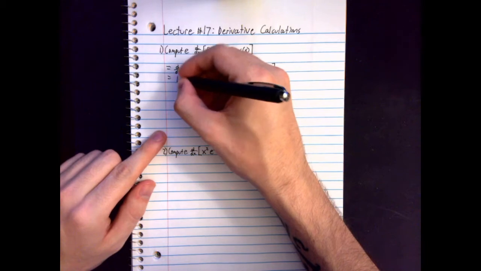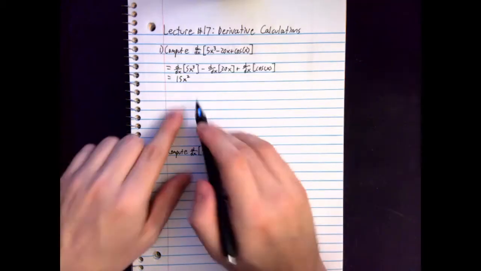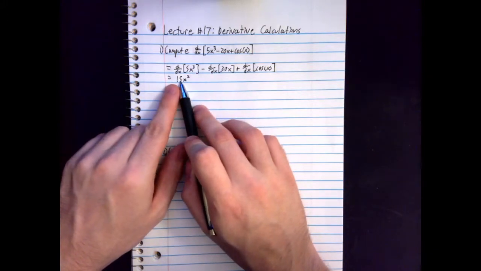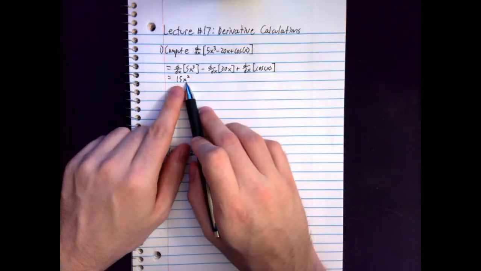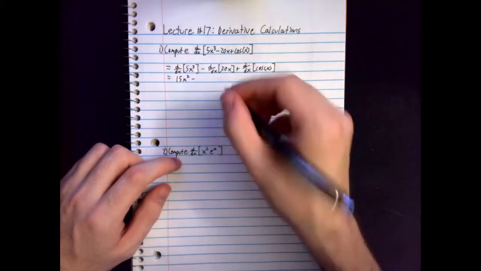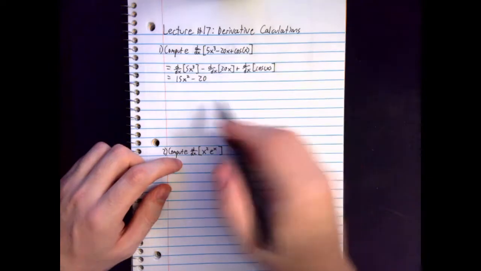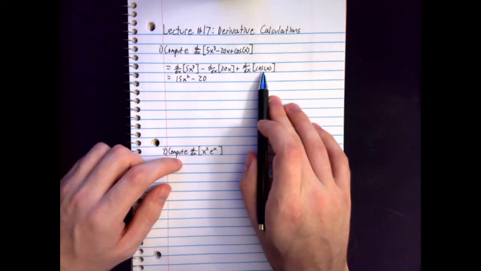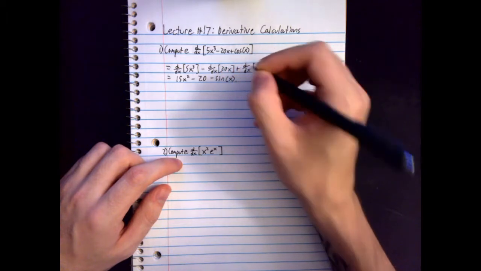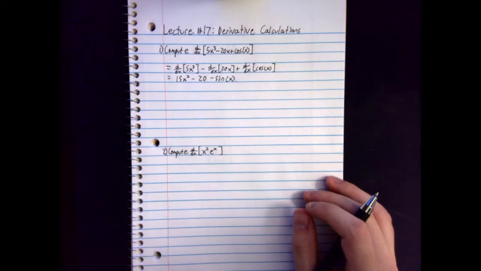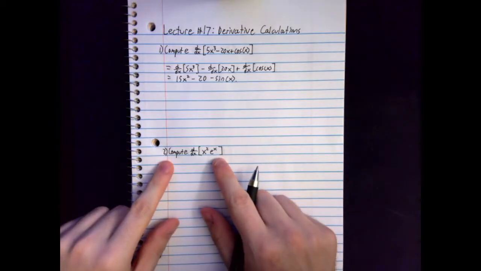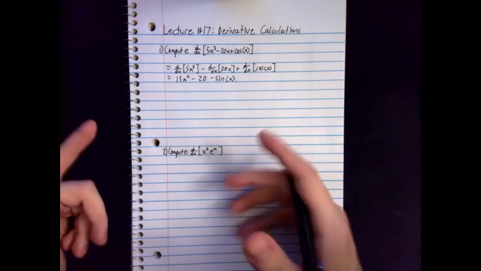So I get 15x squared, applying the power rule. So I move my 3 down in front. 3 times 5 is 15, and then I subtract 1 from the exponent to get x squared. Then 20x: the derivative of x is just 1, so this is 20. And then the derivative of cosine is negative sine. And we're done. We're not going to do any more simplification than that.